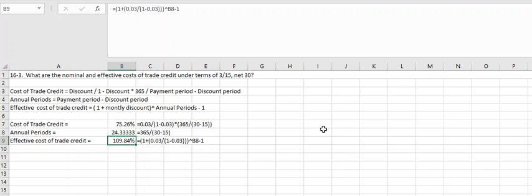So in order to get customers to pay early, it's actually rather expensive. So as long as the firm's monthly cost of borrowing is, say, like 4%, then it makes sense to extend a 3% discount to the customer.